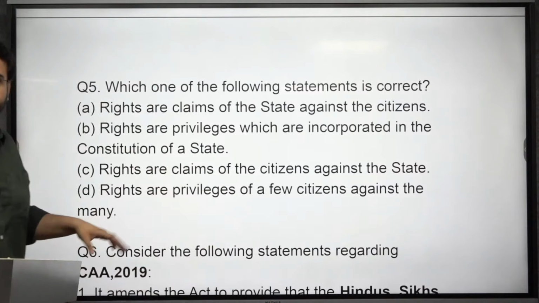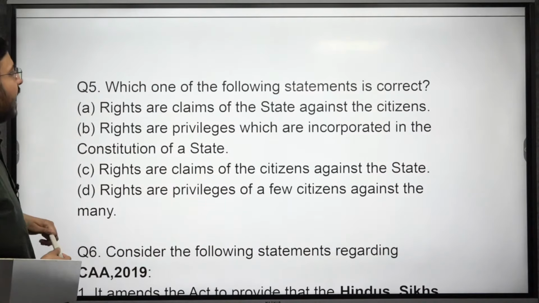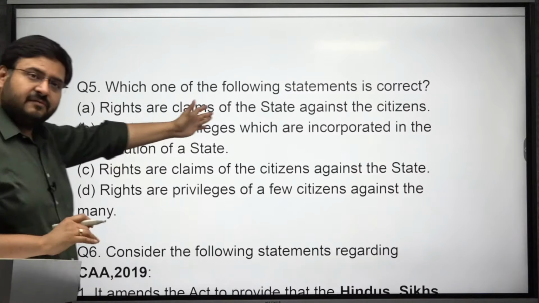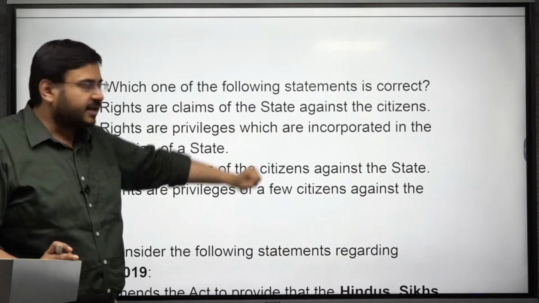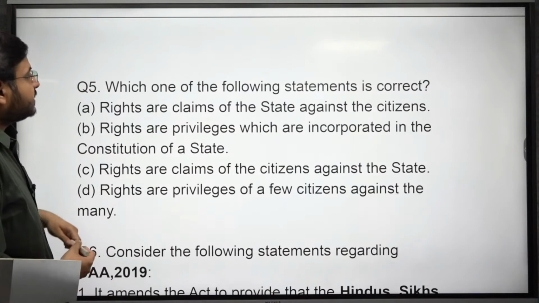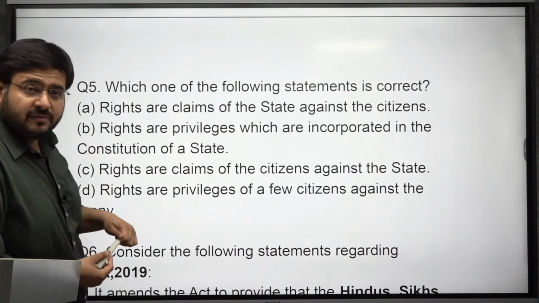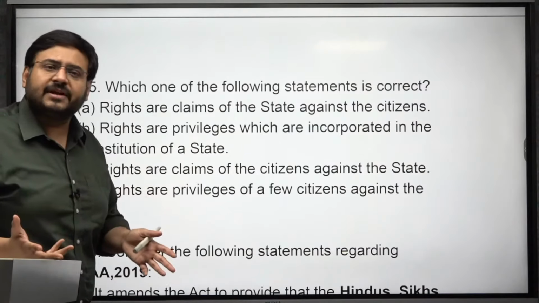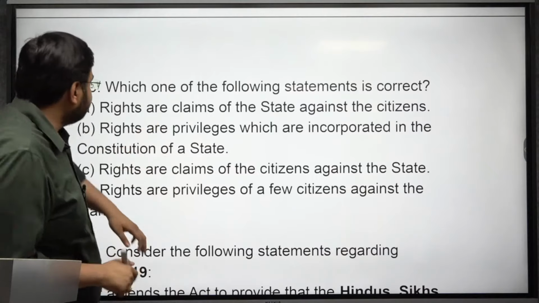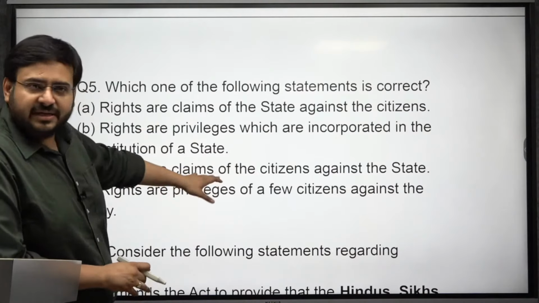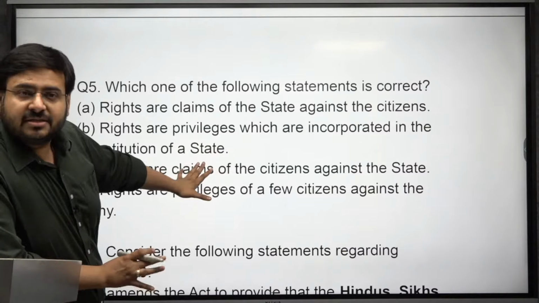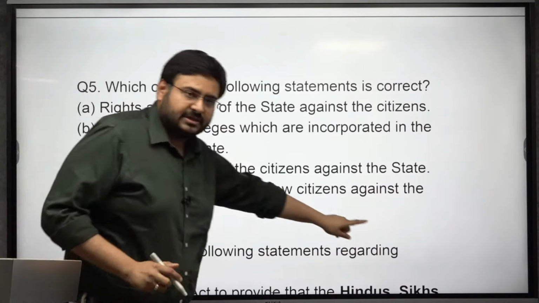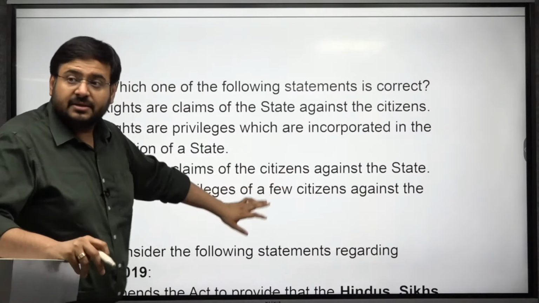Now, let us discuss this question. Which of the following statements are or is correct? Rights are claims of the state against the citizen. First is wrong. This is not the claim of the state. Rights are privileges which are incorporated in the constitution of the state. These are not privileges. These are entitlements. You are not getting any privilege with the rights. You are entitled to your rights. Rights are claims of the citizens against the state. Not necessarily. We have to read all the options. D. Rights are privileges of few citizens. It is not a privilege. So answer is C.